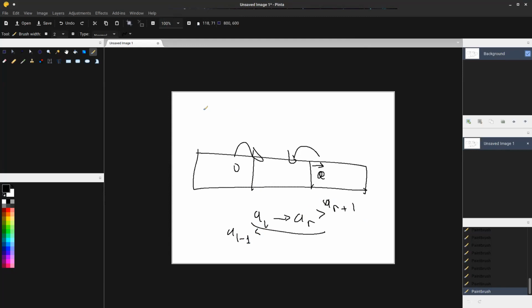So what I did was I basically used this fact to calculate DPLR, which is the minimal amount of operations to make the subarray L to R sorted. And then I use this DP table to trace back which side I should extend at each step. Does that make sense to you? Yes, at a high level, yes. Yeah, that's what I did.